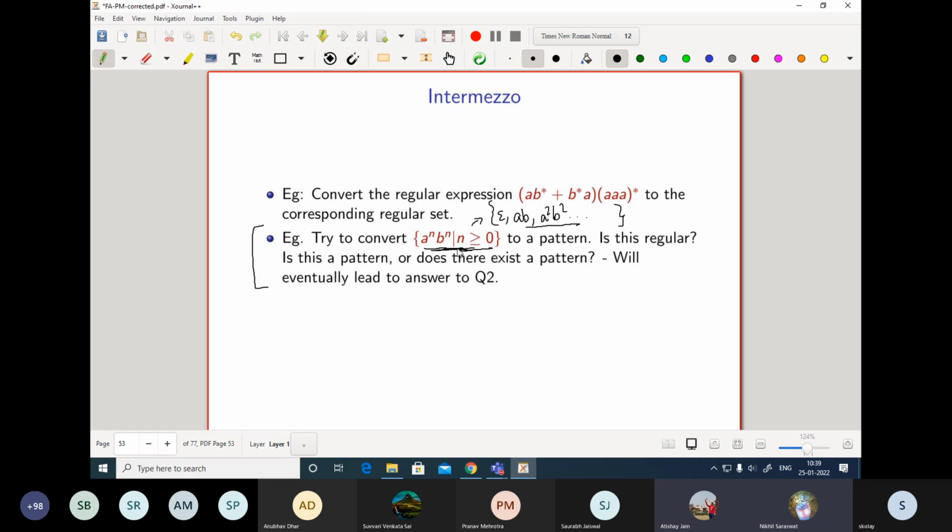AB star? I mean AB in bracket and then star. No, this is not the same. I want the same number of A's followed by the same number of B's, not AB star. AB star will be like AB, AB, AB.